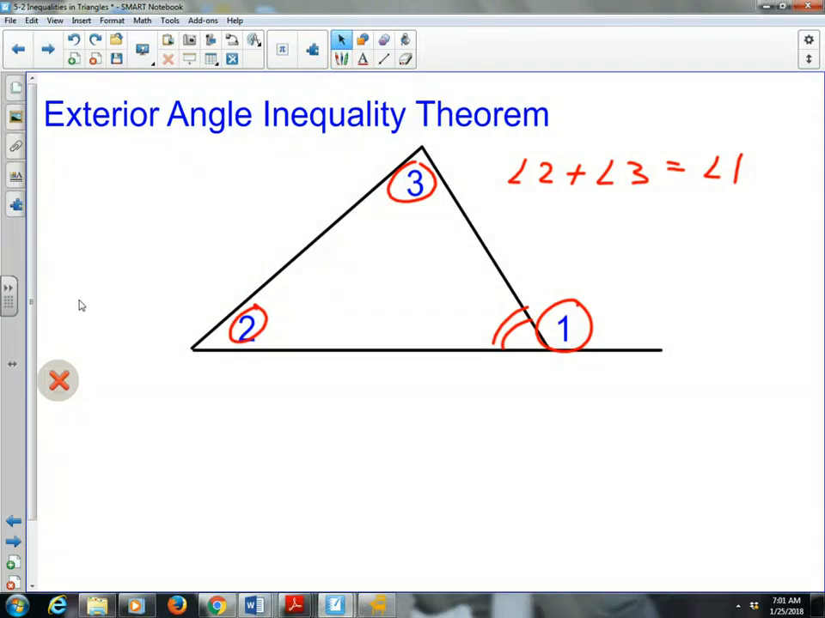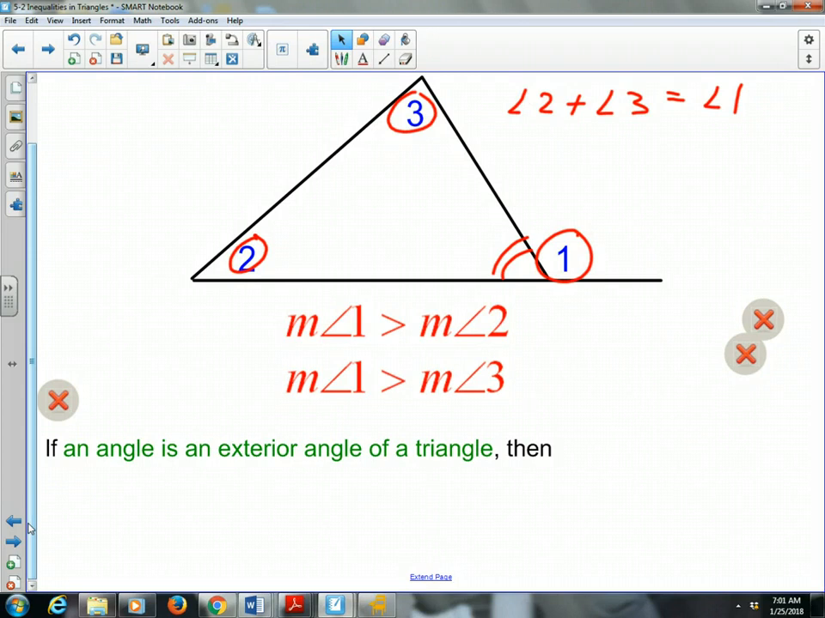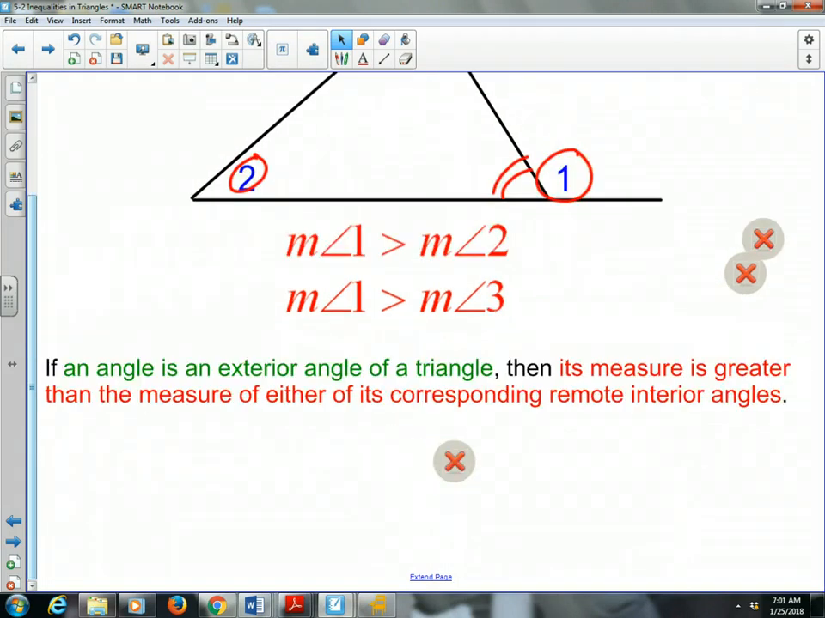here. The exterior angle inequality theorem says that angle 1 has to be greater than angle 2, and angle 1 has to be greater than angle 3. Of course, angle 2 plus angle 3 equals angle 1, so angle 1 has to be bigger than both angle 2 and angle 3. So we have here, if an angle is an exterior angle of a triangle, then its measure is greater than the measure of either of its corresponding remote interior angles.